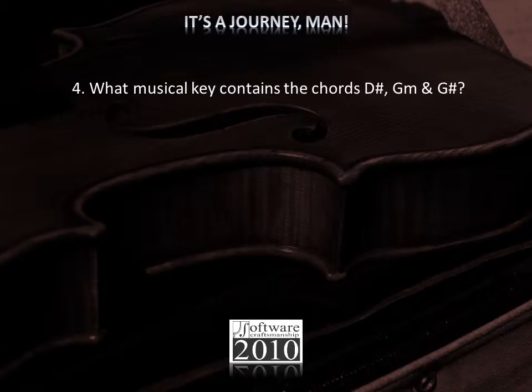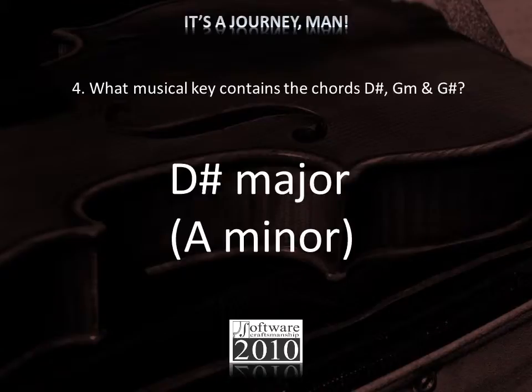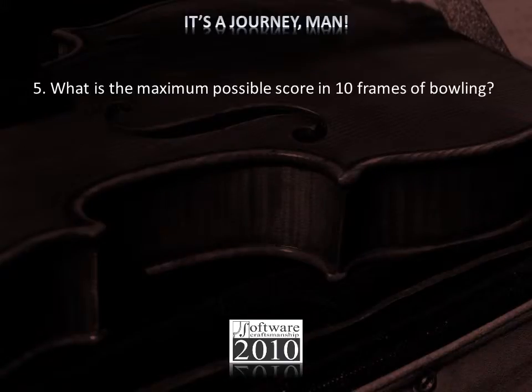Question 4 was, what musical key contains the chords D sharp major, G minor, and G sharp major? And the answer is D sharp major, or its relative key, A minor. Question 5 was, what is the maximum possible score in 10 frames of bowling? And the answer is 300.